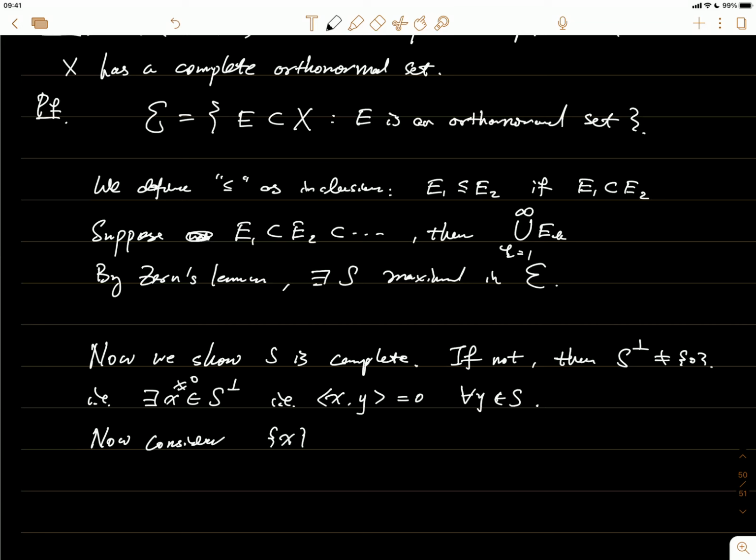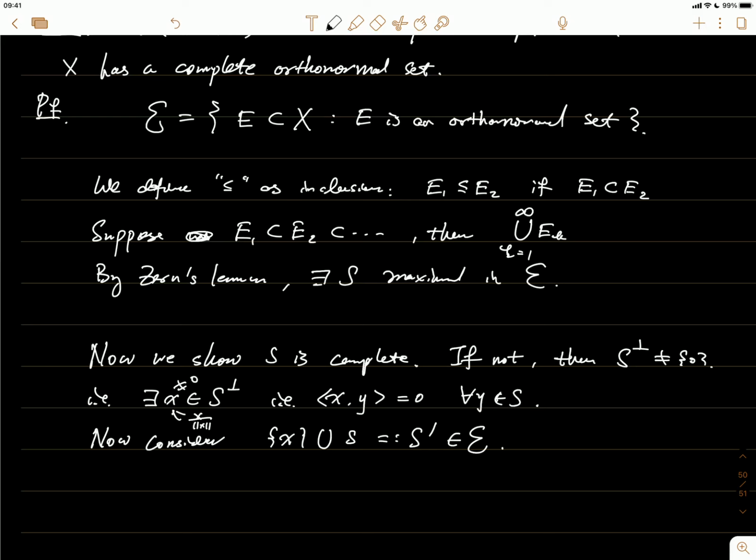Now we can consider the X and S. Definitely we can normalize this X, say we can take X over the norm of X, just scale it. It doesn't change the property at all, but now X has a unit norm. The norm of X is equal to 1. All right, now let's consider the union of these two, which we call S prime. Then apparently this S prime is again an orthonormal set. So this is again in E.